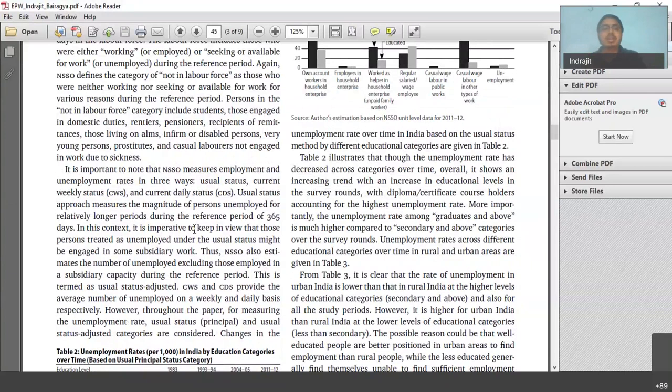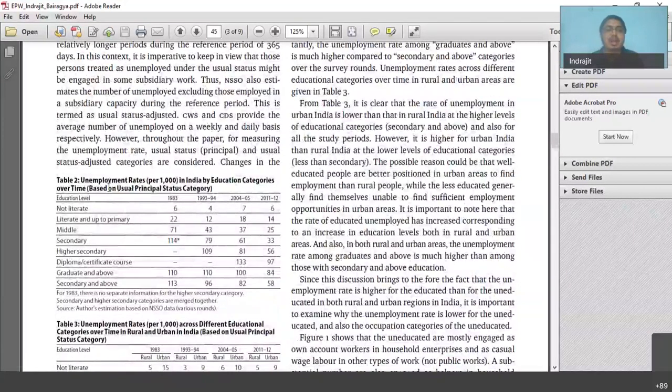unemployment measures based on weekly status, daily status, and usual status. Usual status gives the magnitude of unemployed for the period of 365 days, on an annual basis, whereas weekly status provides that for a part week, and daily status is on a daily basis. So here we have used usual status. Within usual status also we have principal status and subsidiary status. So here I have clearly mentioned in the table itself that I have used unemployment rate based on the usual principal status category. So fantastic.